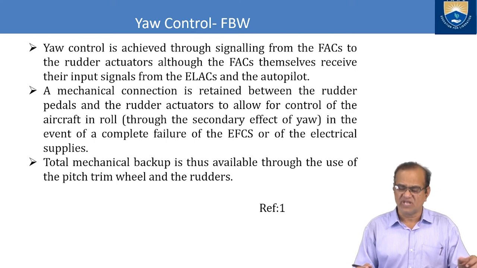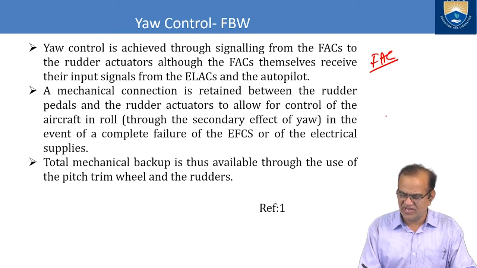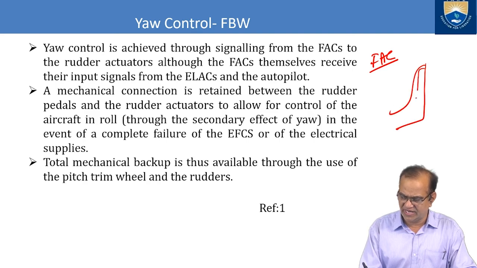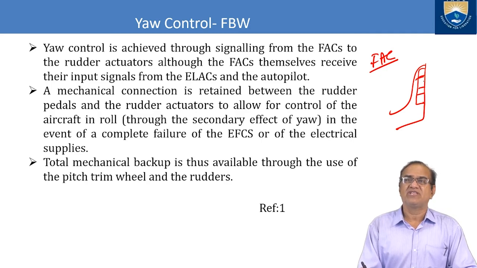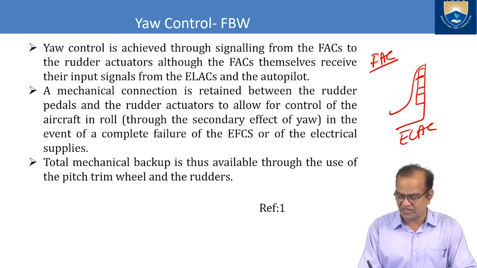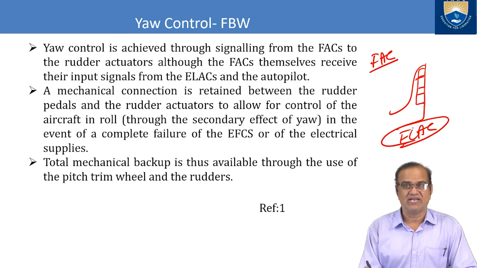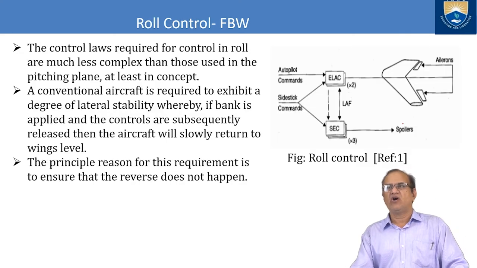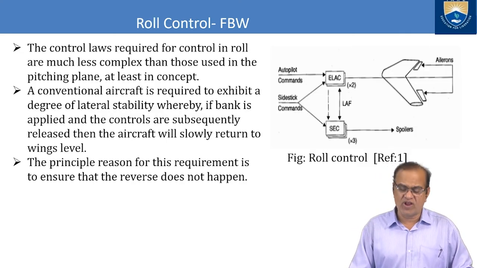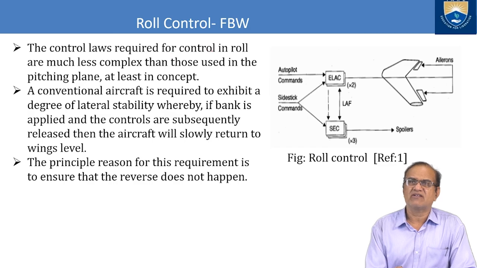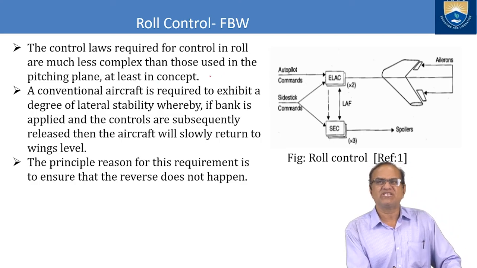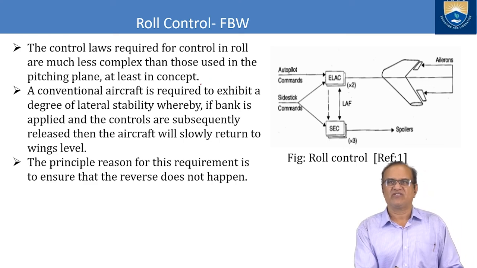So in this, FAC is used. This FAC will cue this rudder. The rudder will operate, and this will also help with the ELAC system, which is used for the pitching control, and the autopilot. So in this way it is working. Now roll control of the fly-by-wire and how it is working. The control laws required for the control in roll are much less complex than those used in the pitching plane, at least in concept. So for roll it is much easier, as in pitching it is somewhat difficult.